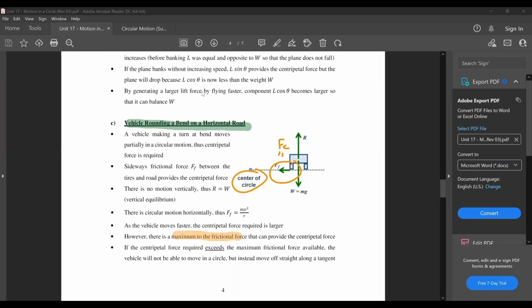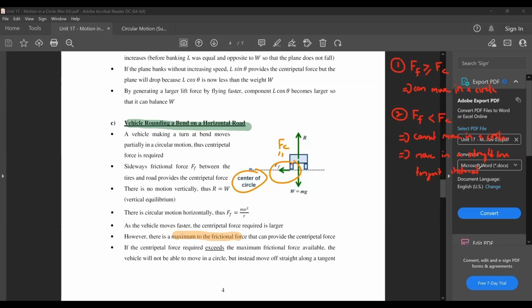So in summary, what I mentioned was that if your sideways frictional force was more than or equal to your centripetal force required, you can move in a circle. Then if the converse is happening, where your sideways frictional force is less than the centripetal force required, you cannot move in a circle. So you will actually move in a straight line tangent instead. Okay, so that was one thing to note.